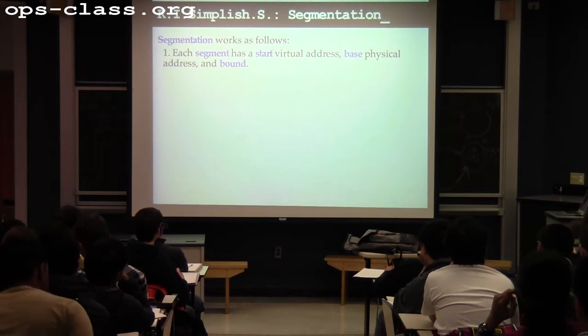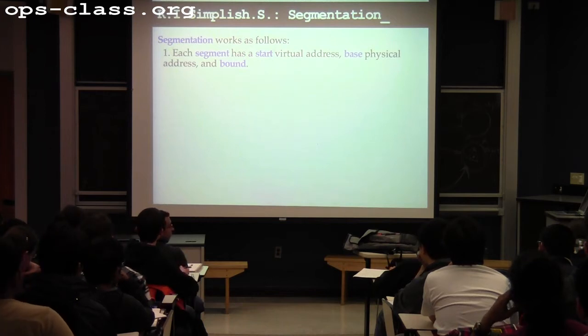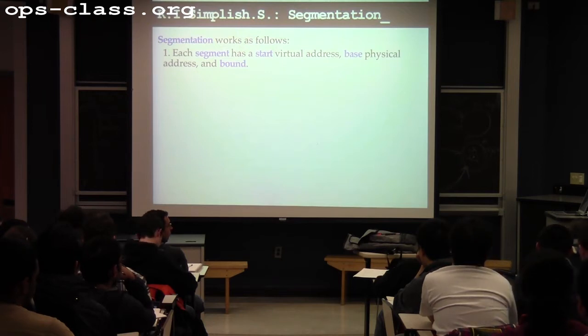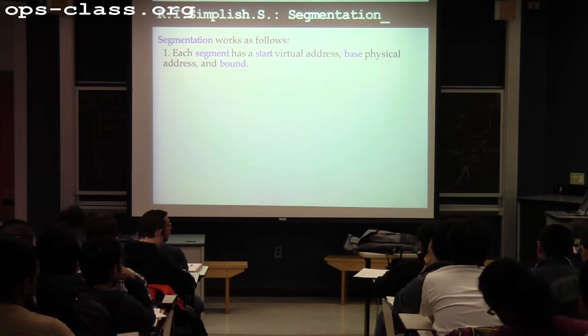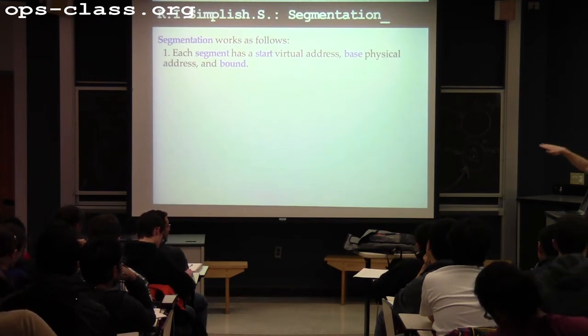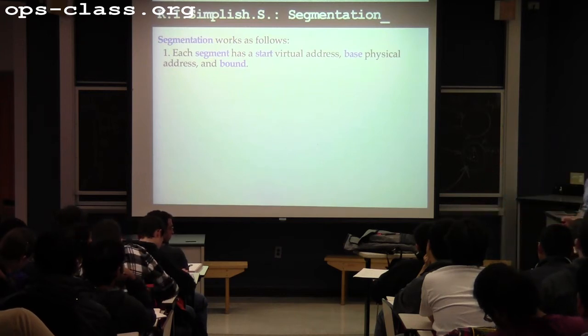How do I check whether or not a virtual address is valid? It should lie within the bound of the segment. It has to be inside some segment, right? So I can loop through my segment table, and I can check to see, does a segment exist such that this virtual address is above the segment start virtual address, but below the start plus the bound? So is it inside some segment?